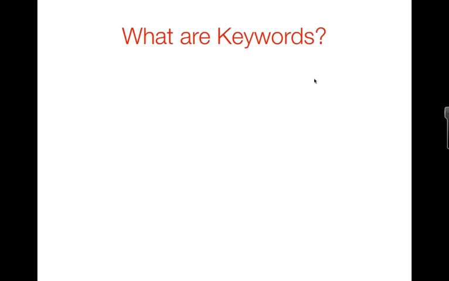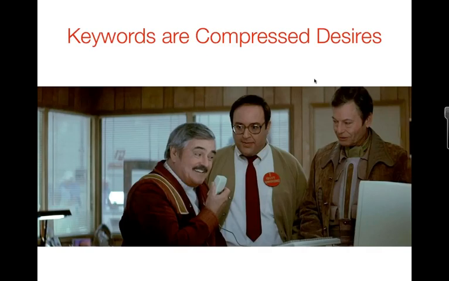Keywords are compressed desires. Here's a scene from Star Trek IV, The Voyage Home. The crew of the Enterprise has just arrived back on late 20th century Earth, circa 1985, and Scotty, the engineer, is trying to talk to the computer because he wants it to do stuff for him. He goes, "Computer, computer," and it won't respond. So Bones says, pick up the mouse. So he picks it up and thinks it's a microphone and starts speaking into it. Computer, computer, doesn't work. Finally, in disgust, he picks up the keyboard and starts typing. And that's how we are with Google.